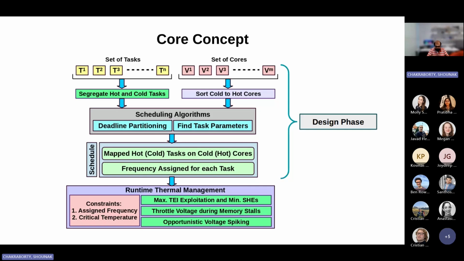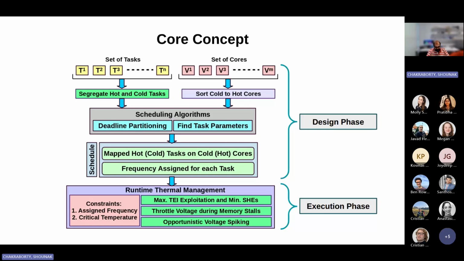Once tasks have been deployed, runtime thermal management comes into the picture during execution, and it will obey some constraints like the assigned frequency as well as the critical temperature, because your task should not run at any frequency below the assigned one's magnitude. So you have to maintain the frequency that was assigned by your scheduling algorithm. And critical temperature is one of the crucial parameters that really needs to be maintained, because once your circuit temperature goes above the critical temperature, there is a high chance that your chip will be damaged permanently.